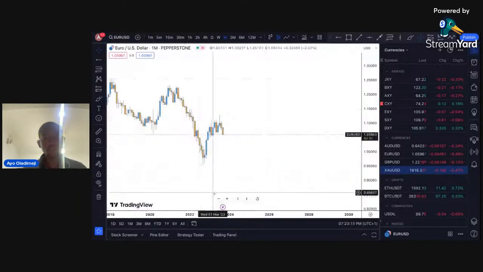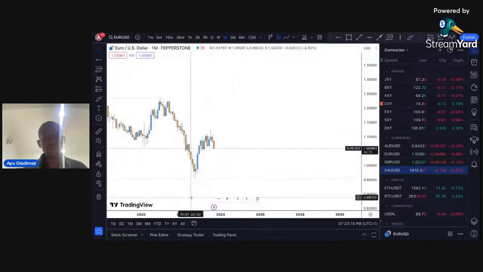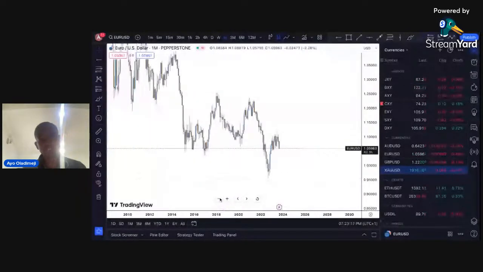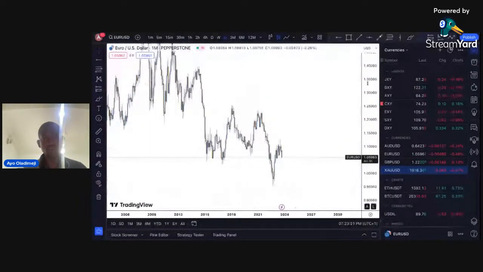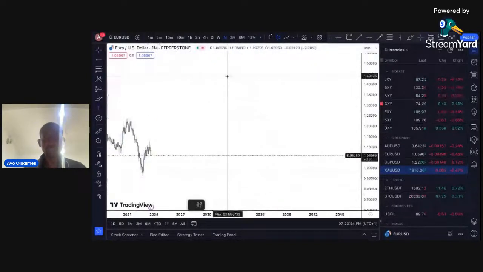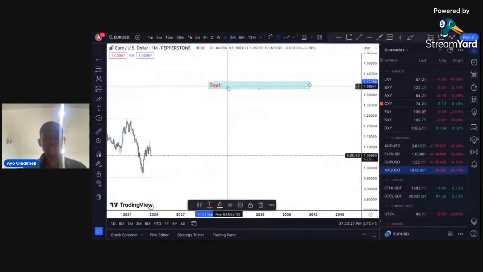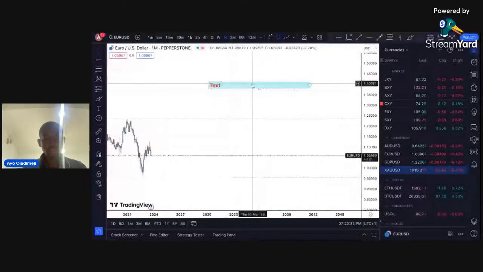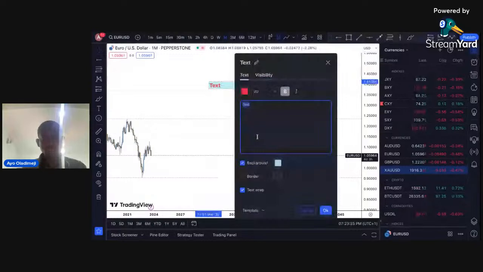Okay, so the first thing we want to talk about in market structure, like I said earlier, is what you call support and resistance. Let me put it out here. Support. They're talking about support.